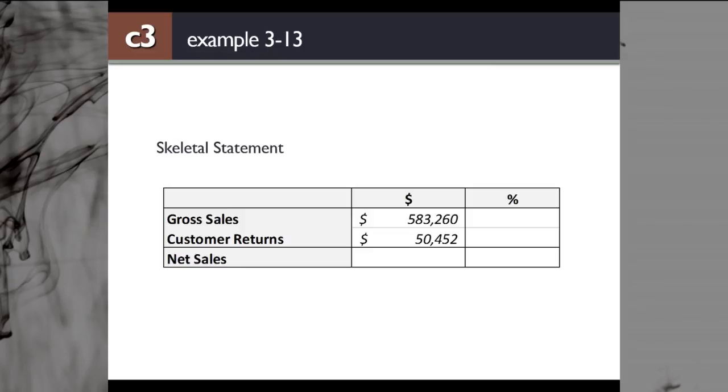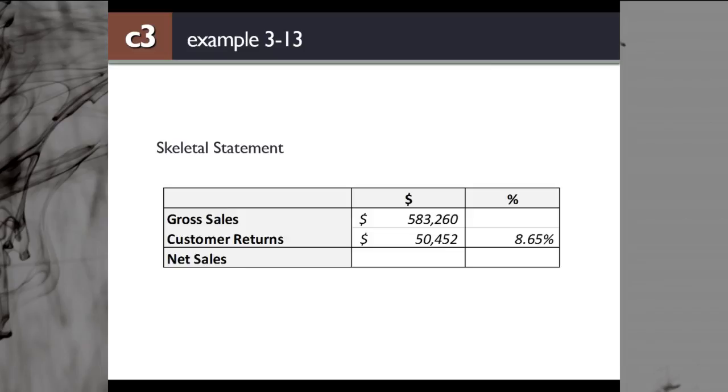In this component, you have gross sales, customer returns, and net sales. If you know this, you can calculate the customer returns percentage and the net sales dollar amount. So let's look at the customer returns. How can you calculate these customer returns? That will be your dollar amount of the customer returns divided by which one, net sales or gross sales? That will be gross sales.